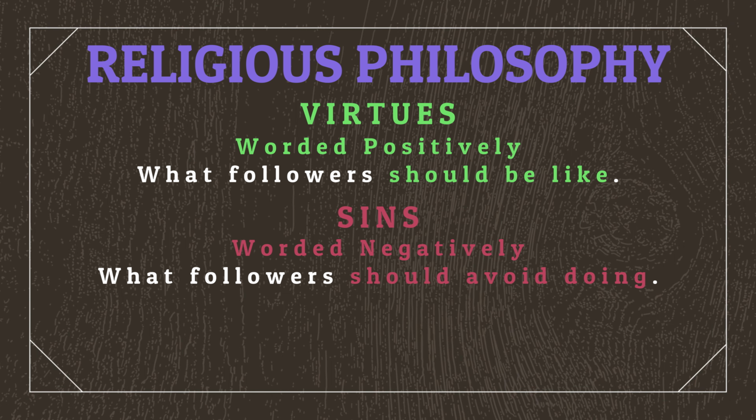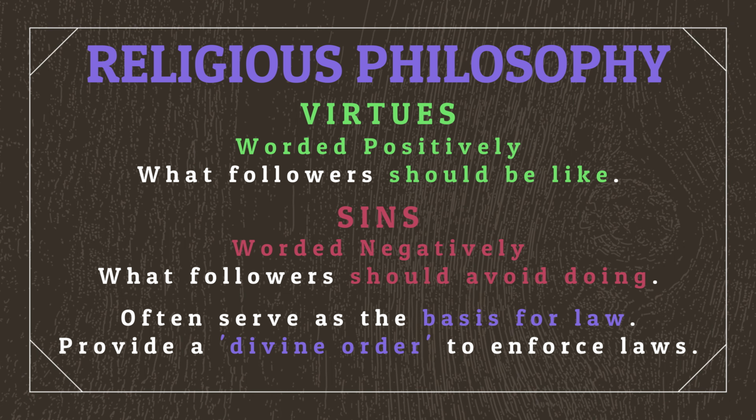These virtues and sins are often then codified into law, either serving as the foundations for law or are attached thereafter, to provide a divine order as reasoning for why laws should be followed. In fact, the oldest codified set of laws that we know of, the Code of Hammurabi, was religiously influenced, said to have been handed to Hammurabi by Shamash, the Babylonian god of justice.